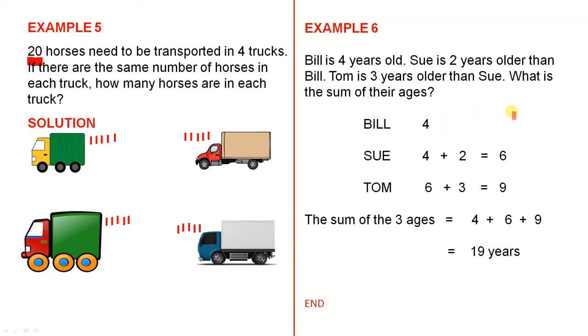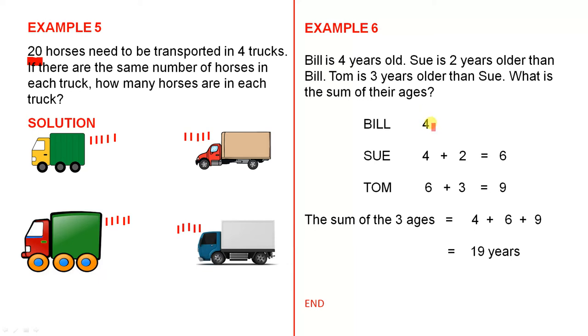Example 6. Bill is 4 years old. Sue is 2 years older than Bill. Tom is 3 years older than Sue. What is the sum of their ages? So again, the students could use concrete materials here. They could put 3 things on the floor or on their desk, one representing Bill, one representing Sue, and the other representing Tom.